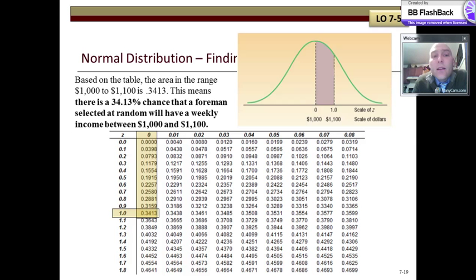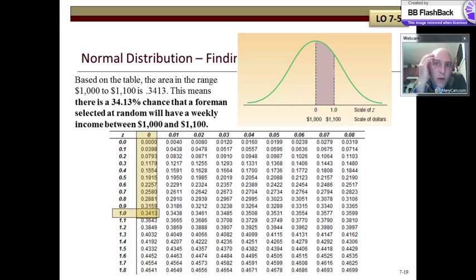In other words, the area in that range between $1,000 and $1,100 is 0.3413. That area is the probability. That area is the proportion. This means that there's a 34.13% chance that a foreman selected at random will have a weekly income between $1,000 and $1,100.